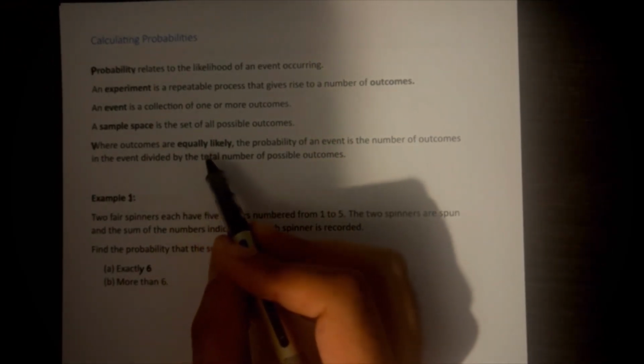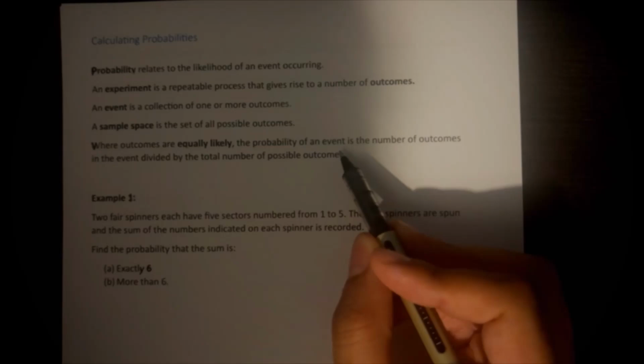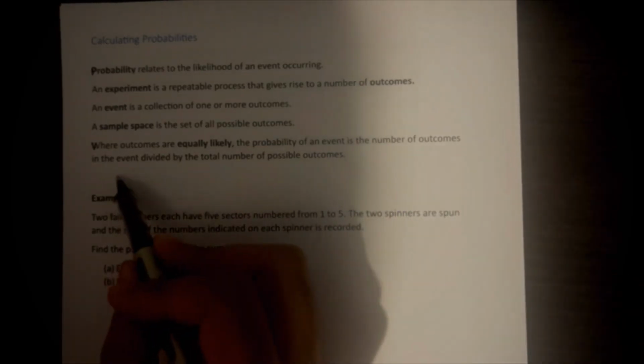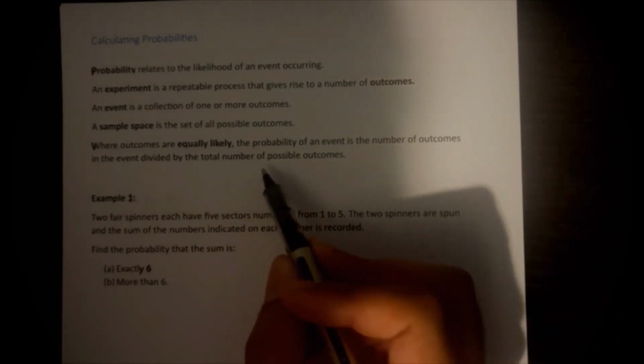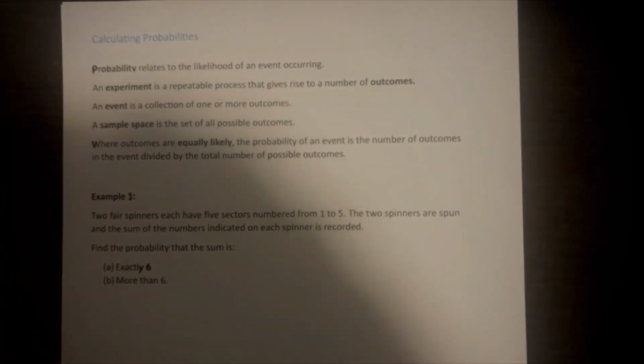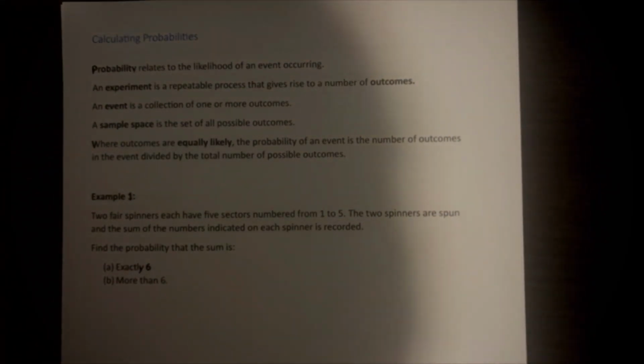Where outcomes are equally likely, the probability of an event is the number of outcomes in the event divided by the total number of possible outcomes. And we're going to see a couple of examples of that here.